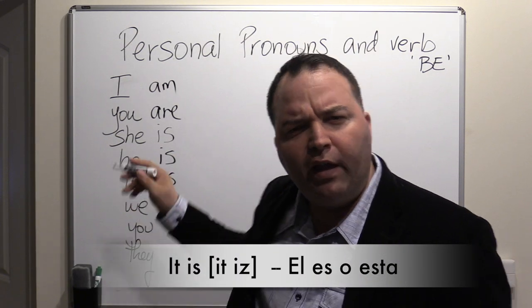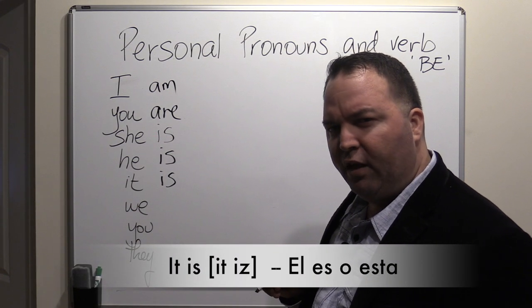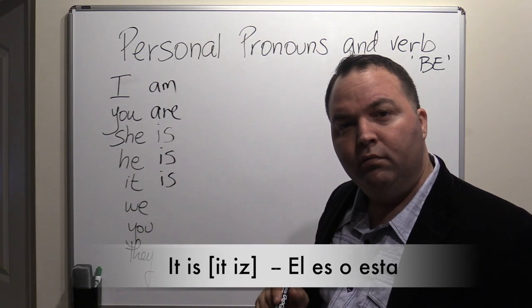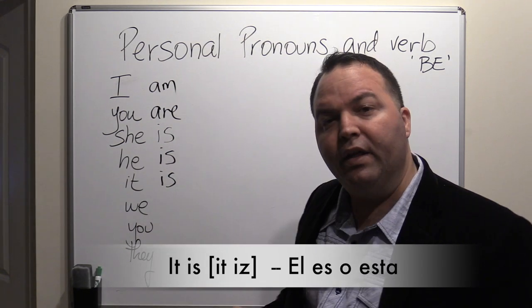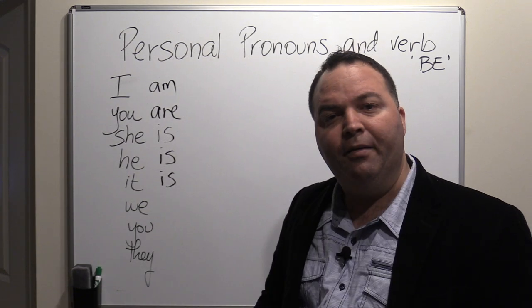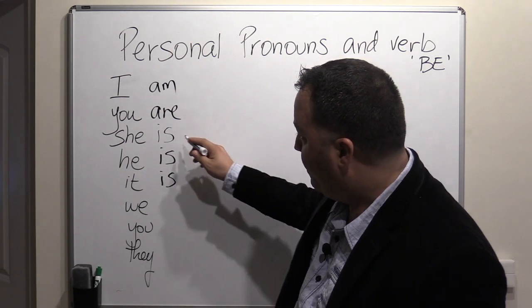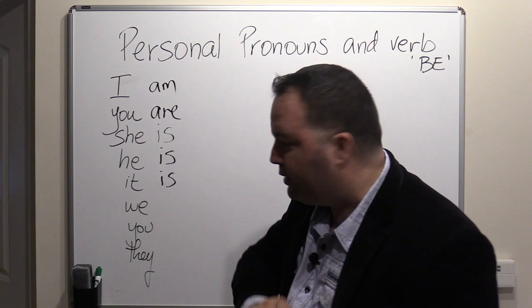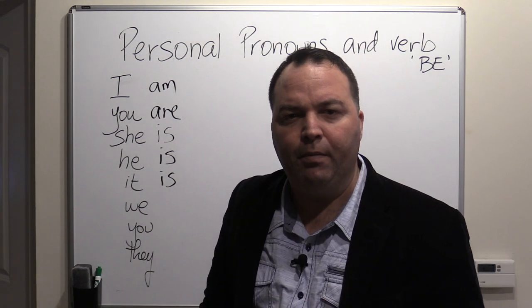¿Qué notan ustedes en la pizarra? ¿Se dan cuenta que estos tres tienen algo en común? Don't you see that they have something in common? And is the verb be the same? El verbo be es el mismo. Okay? So for she, he, and it is. Okay? It's the same. Es lo mismo.